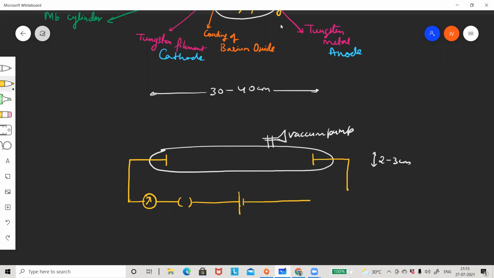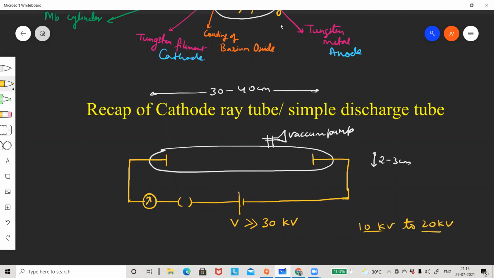Direct current source, and the voltage should be very high voltage. So we can remember that voltage should be greater than 30 kilovolts. Few books write that voltage can be 10 kilovolts to 20 kilovolts. Okay, only the hint is that voltage should be very high.